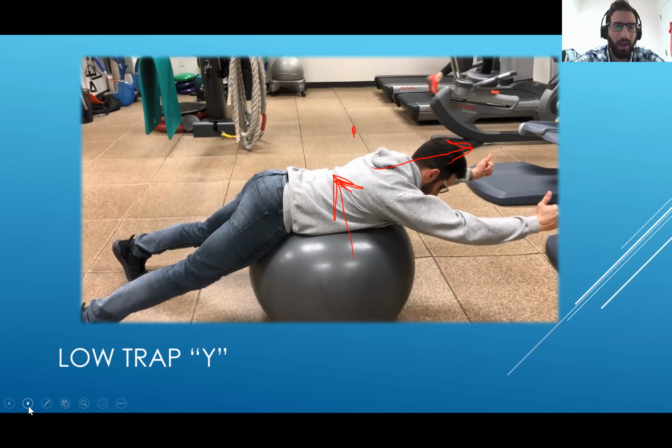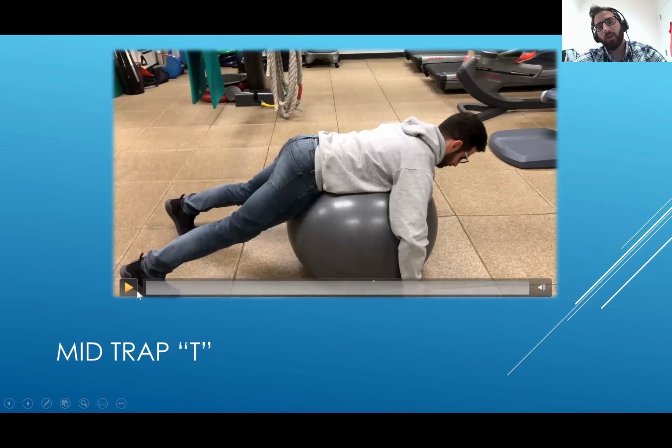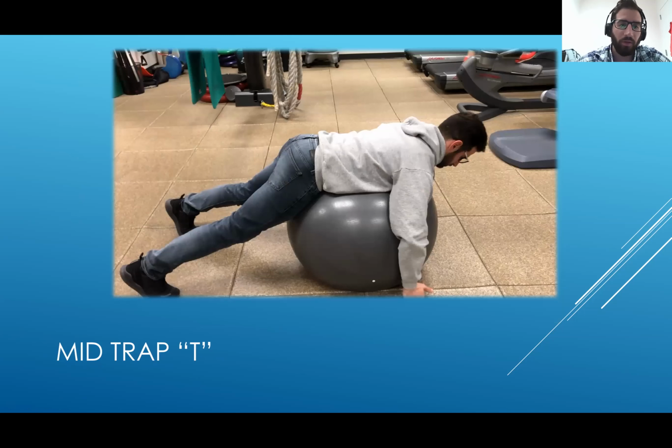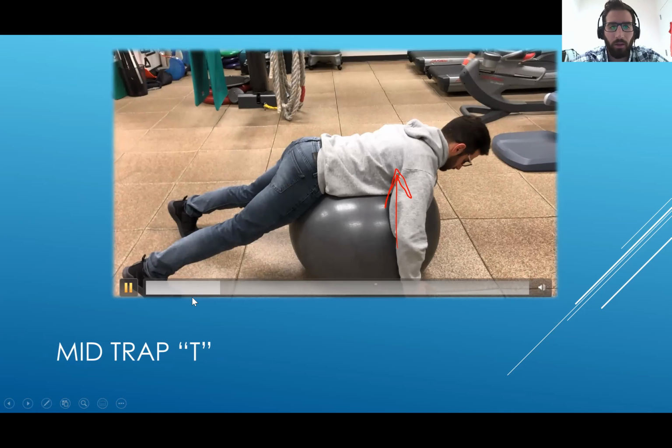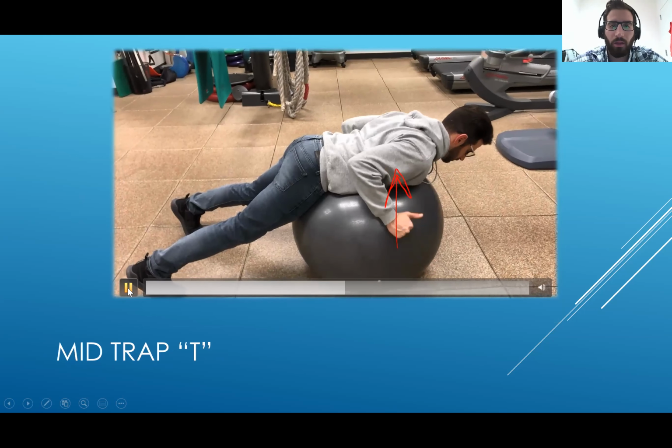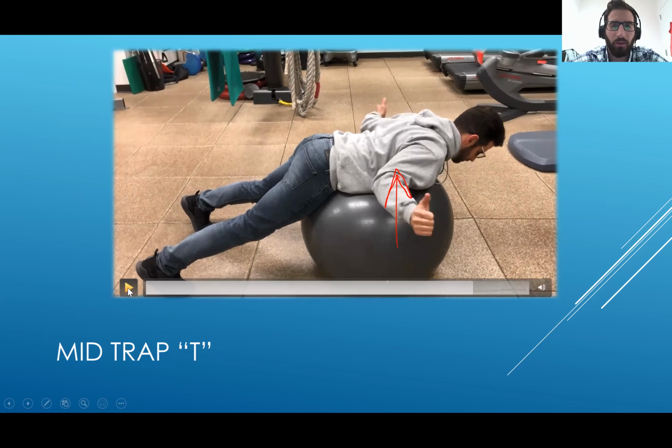Then we'll go to the next exercise, which is a mid-trap T, or just a T exercise. You may hear people refer to it that way. You're going to start with that same thing where you pull back, squeeze those shoulder blades together, and then you're going to make a T. So you'll pull back, and then you'll punch out to the side. You'll see me right here starting to punch out to the side, making that T. Very poorly drawn T, but you'll go as far out as you can with this one.